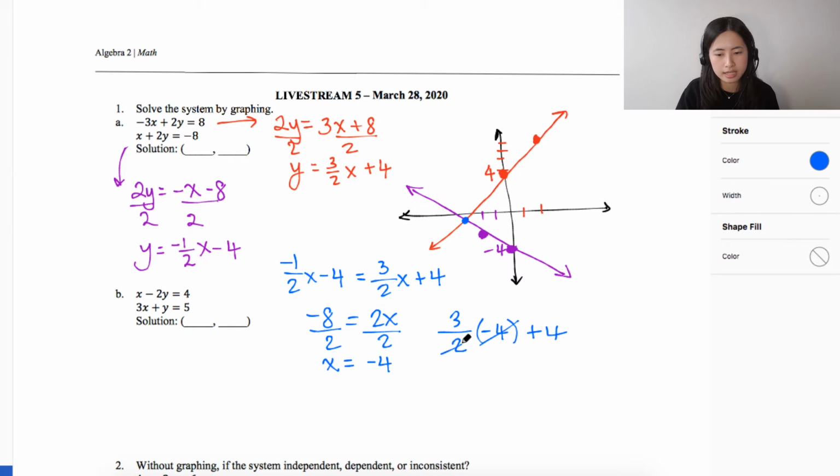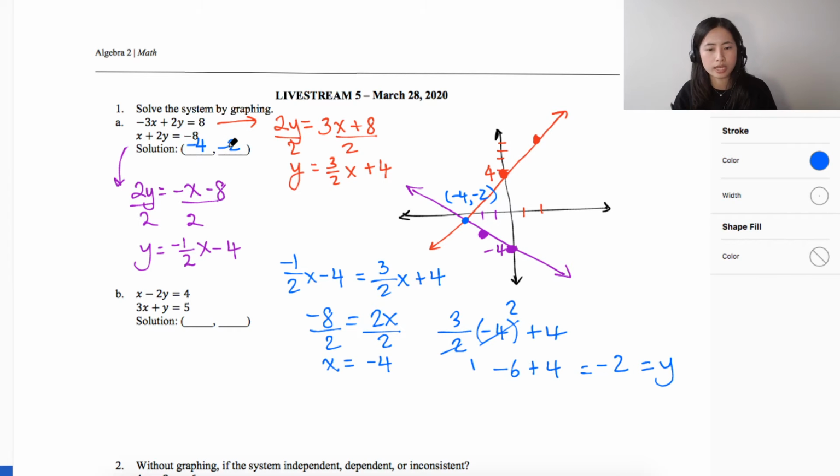So we can see that this can be simplified. So this is 1 and this is 2. So this is 3 times -2, that's -6, and this is plus 4. So we see that this is going to be -2. So y is equal to -2. So our point of intersection over here, the blue point, is -4 comma -2. Therefore, our solution would be -4 comma -2.